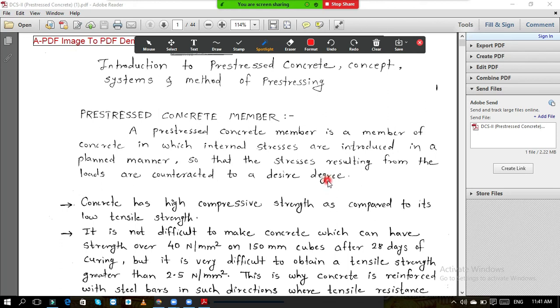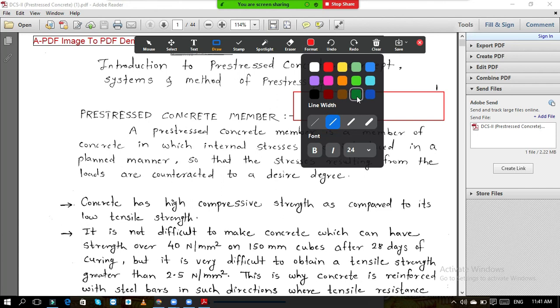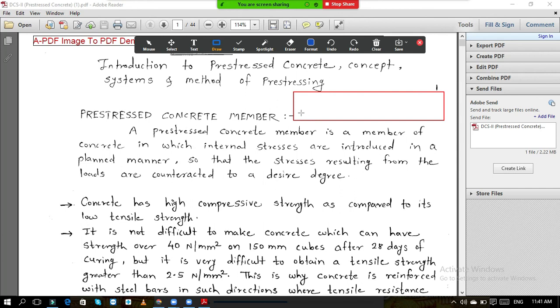What is the prestressed concrete member? Suppose this is a beam. Okay, and now the reinforcement is provided here in this beam. So what they generally do, suppose this is the bar. Reinforcement is provided over here. Okay. So internal stresses are introduced in a planned manner so that the stresses resulting from the loads are counteracted to a desired degree.